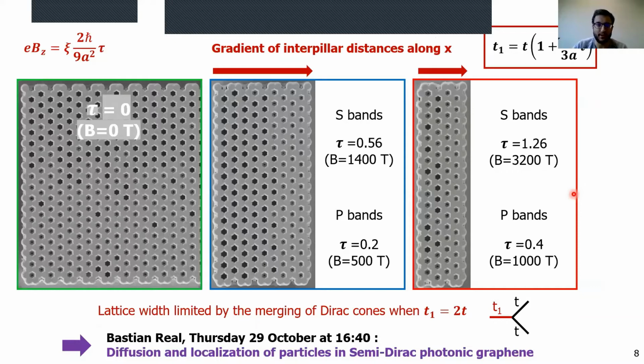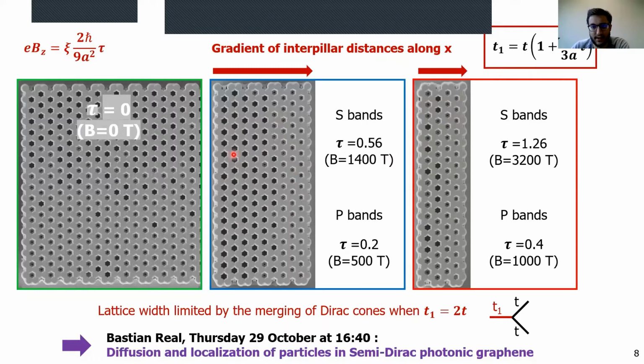So how can we design this strain and this synthetic magnetic field? During the design of the lattices, the distance between pillars here is larger than the distance between pillars here. This gradient of interpillar distances will create a linear evolution of the hopping along X, t1, following this formula, and it will create a linear evolution in the S band and also in the P band. So it means that we will have a synthetic magnetic field in S and P bands for the same lattice.